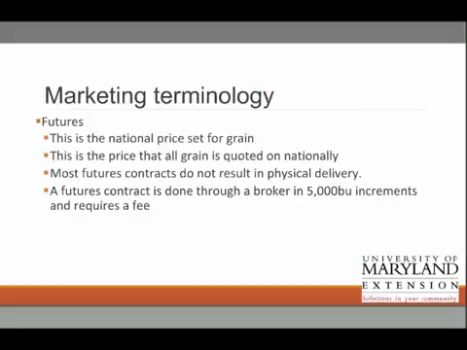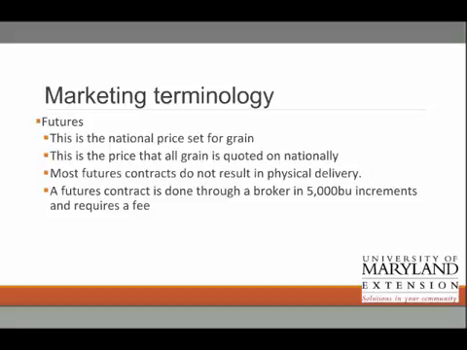So we're going to talk a little bit about some terms that are used in marketing. Futures is a term that most people hear. This is the national price set for grain. So nationally, there's one price for corn, there's one price for soybeans, and there's one price for your different varieties or types of wheat. That's the national price that's set. It's the price that's quoted nationally for that grain.